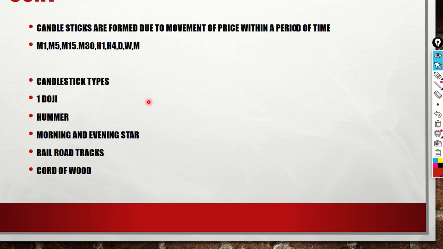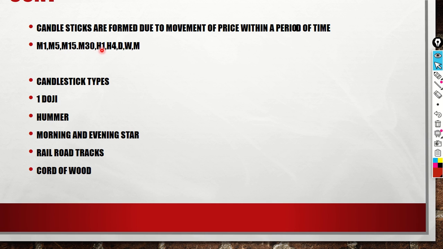So candlesticks are formed due to movement of price within a period of time. For example, we have 1 minute candle, 5 minutes, 15 minutes. Some have 30 seconds candles. They differ from platform to platform. This is what is offered on MetaTrader 4. I usually use 15 minutes, 1 hour. That is what I usually use.